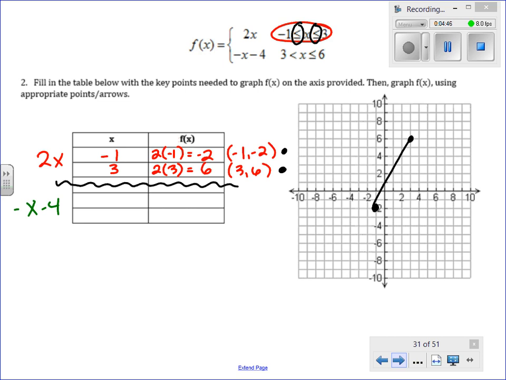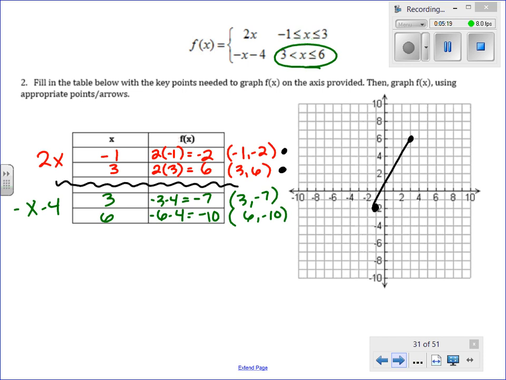The second part, we have to do the same as the first, but we're talking about a different function now. We're talking about our -x minus 4. So our x values for that are 3 and 6. And again, we get those up here from the domain. So we're going to plug in 3 for our x, and we get out -7 there. That point is 3, -7. And then we plug in 6 for x in our second one. So we get out the point 6, -10.